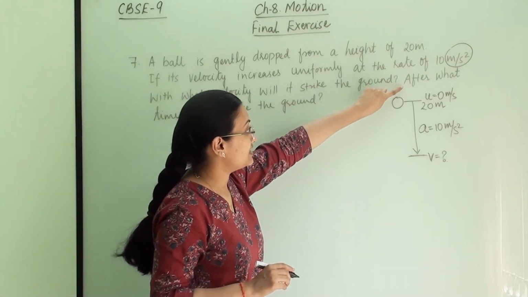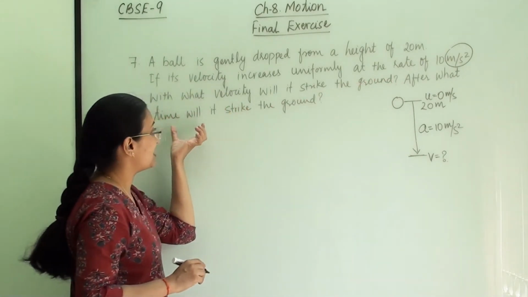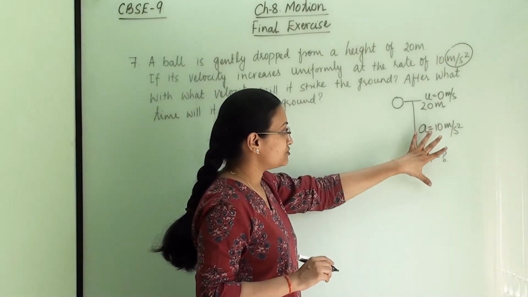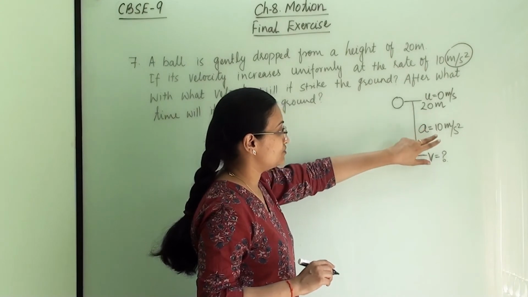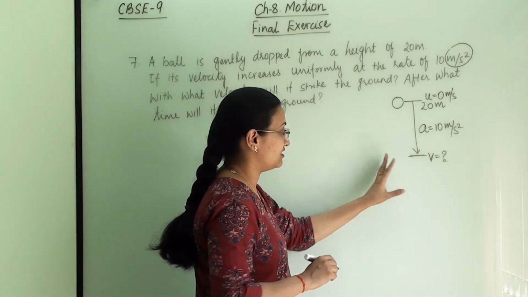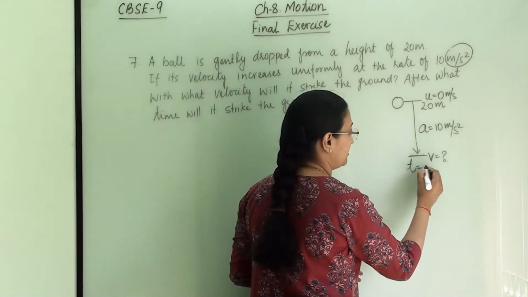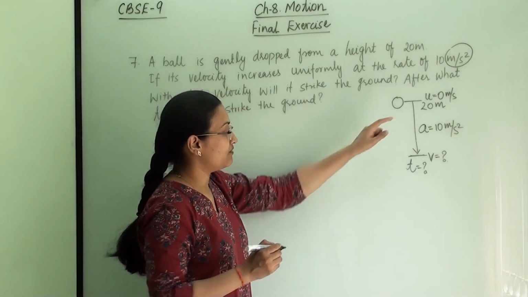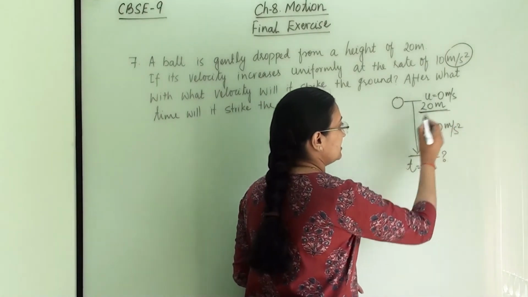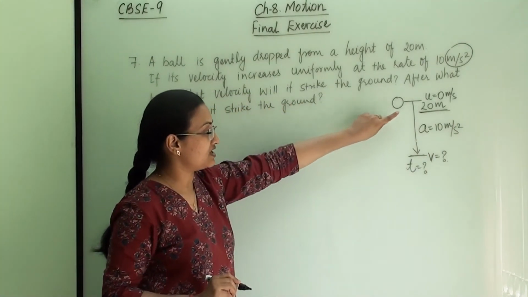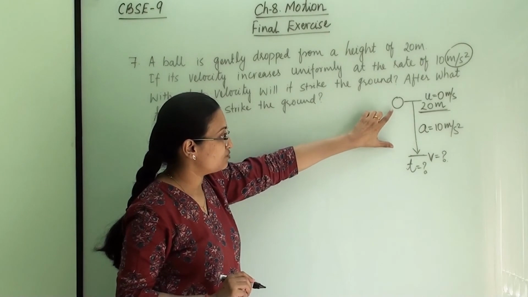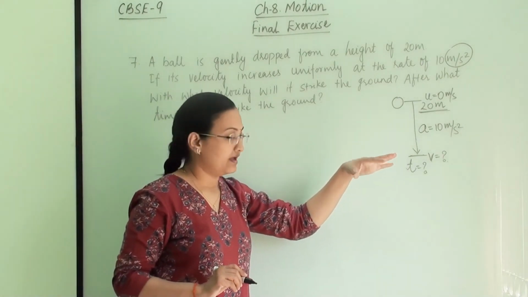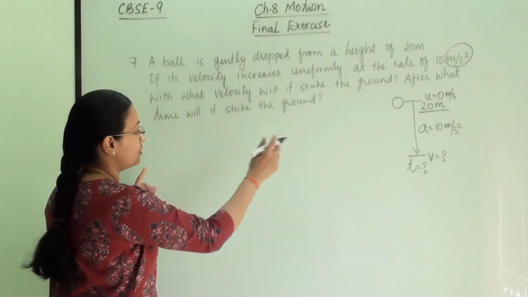And what they are asking is after what time it will strike the ground. So with this velocity, this distance and this acceleration, how much time will it require to reach the ground? They have already given us the distance, that 20 meter height. This ball is traveling 20 meter when we are dropping it from the hand.